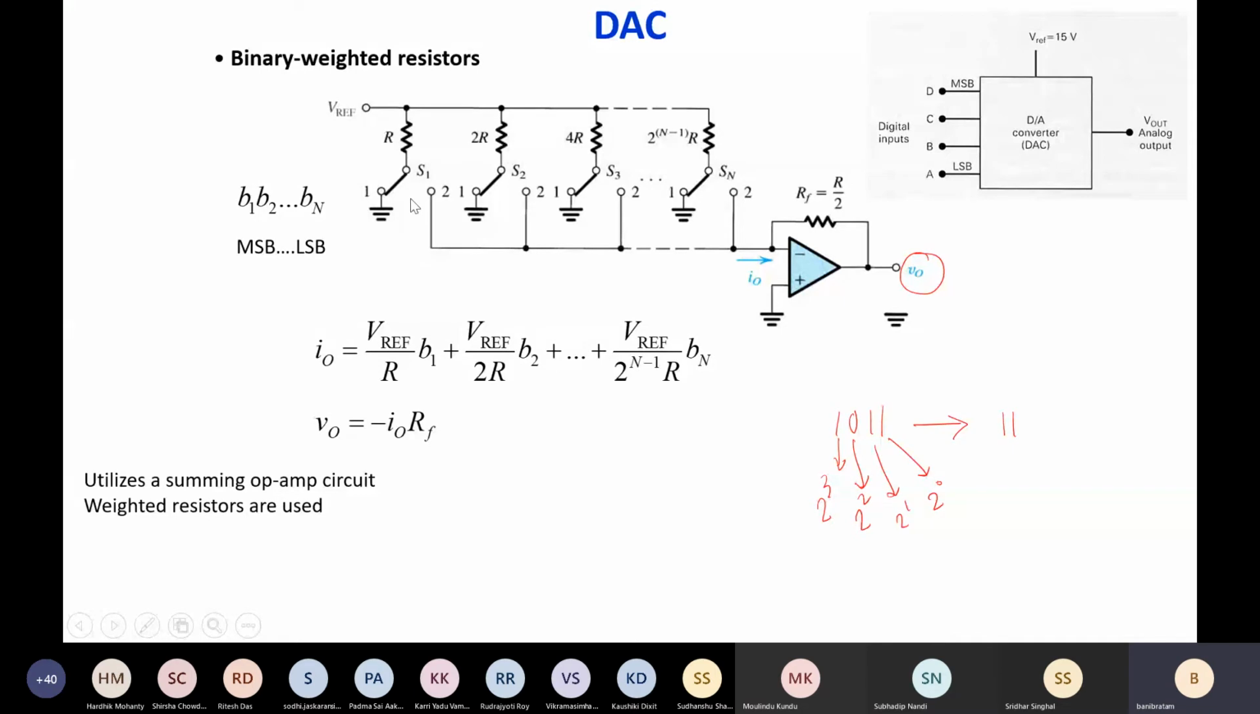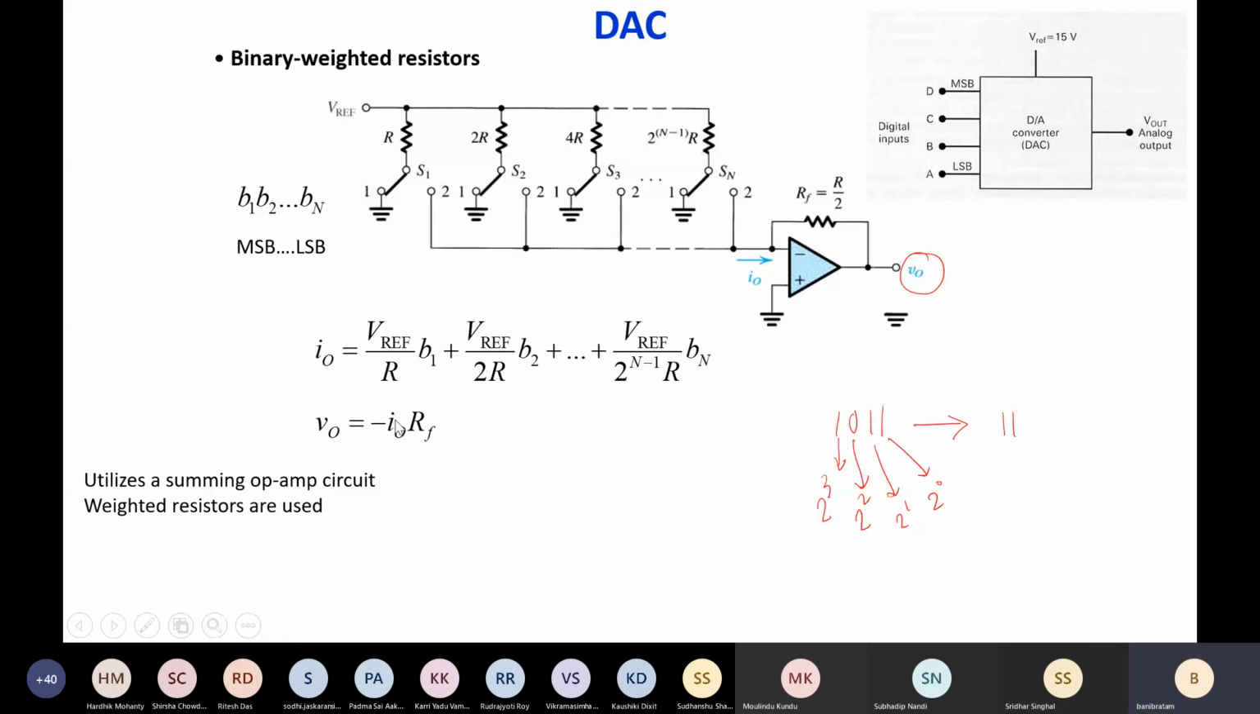So how does it work? You can see here this operational amplifier, the non-inverting terminal is grounded and the inverting terminal is connected to those digital bits, and digital bits can be either 0 or 1, is it not? So S1, S2, S3, S4 are the switches here. If the digital bit is 0, then S1 will be grounded. If it is 1, then S1 will be connected to this terminal. Similarly, S2, when it is 0, will be connected to ground. If it is 1, it will be connected to the op-amp.